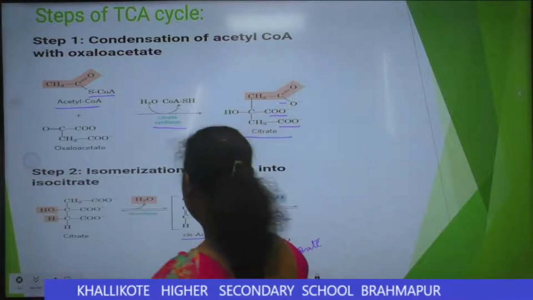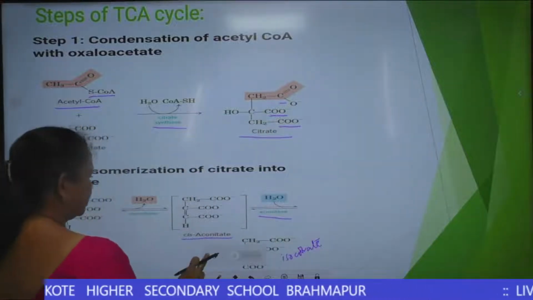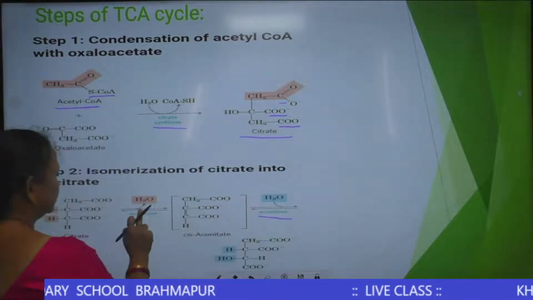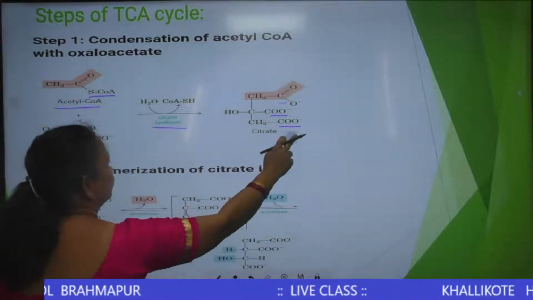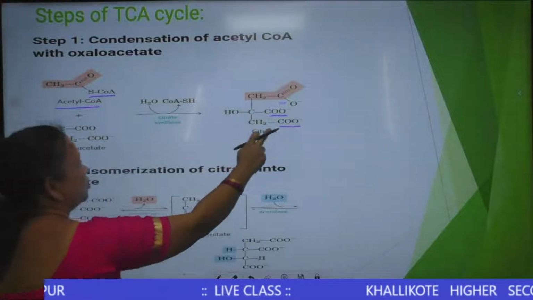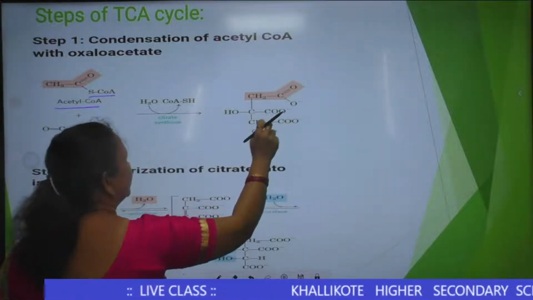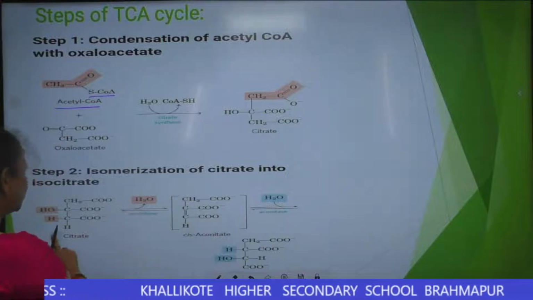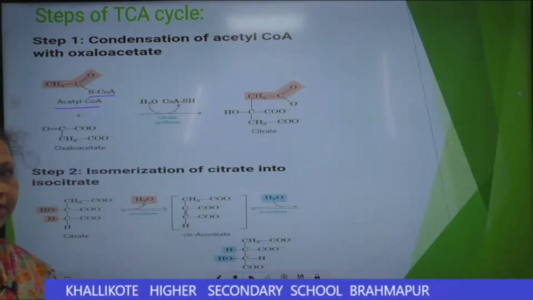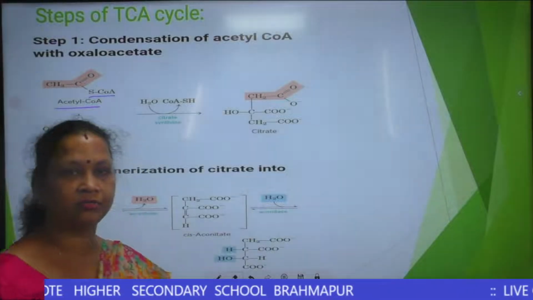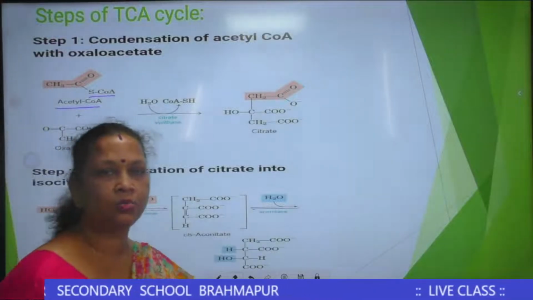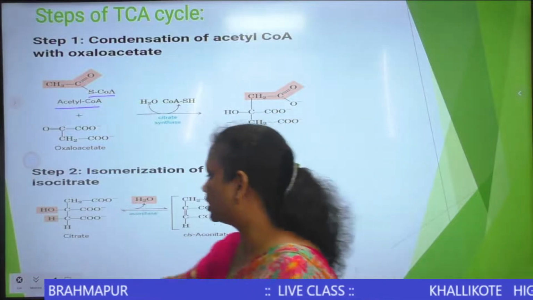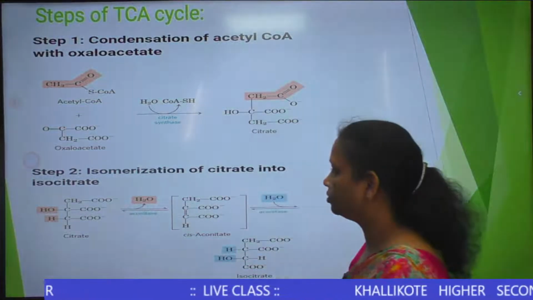So this is the second part of the reaction. The first reaction was formation of citrate. The second reaction is formation of the molecule of isocitrate. So citrate is formed by the addition of acetyl coenzyme A with oxaloacetate molecule. So what happens next is the third reaction.